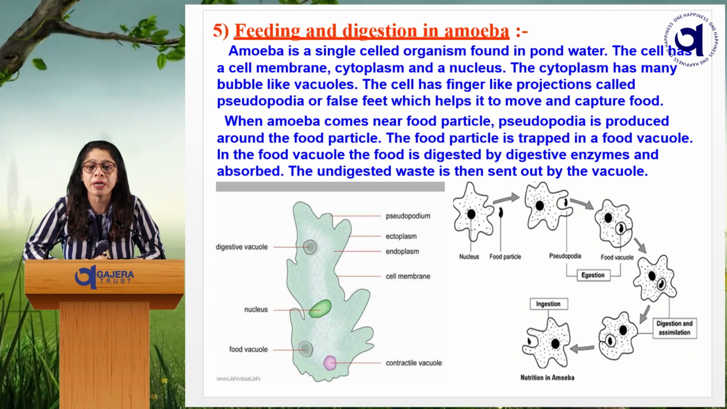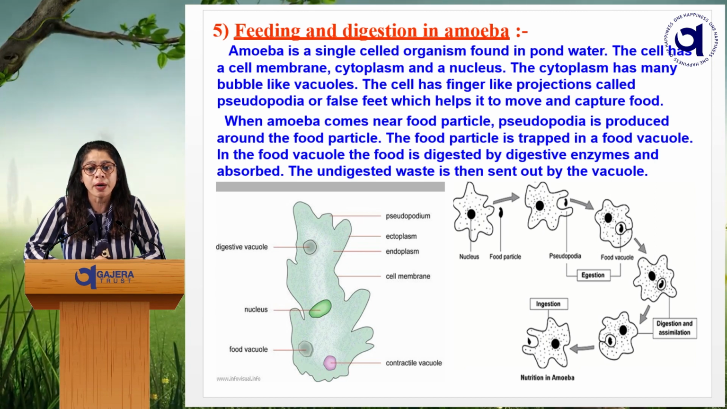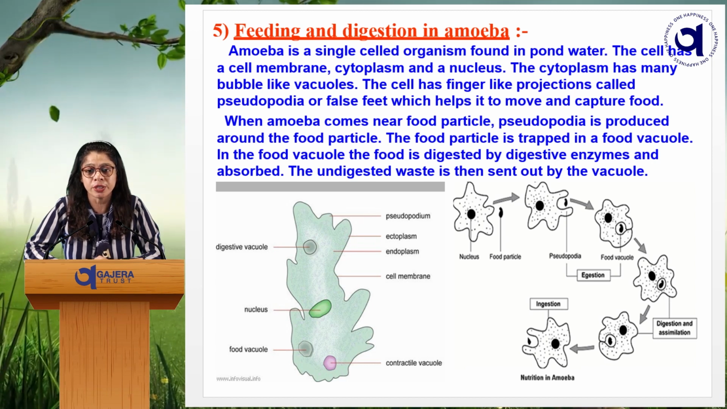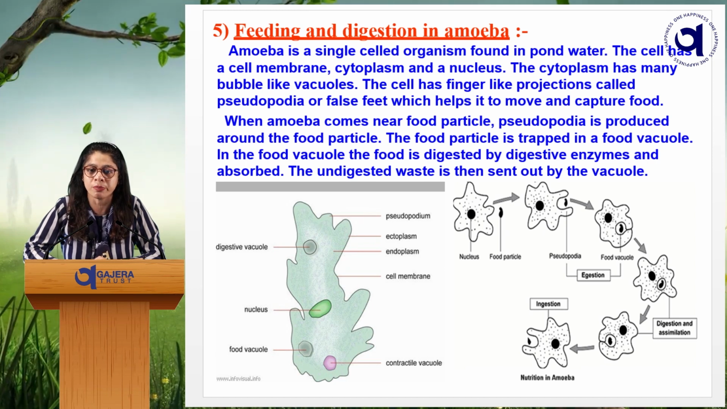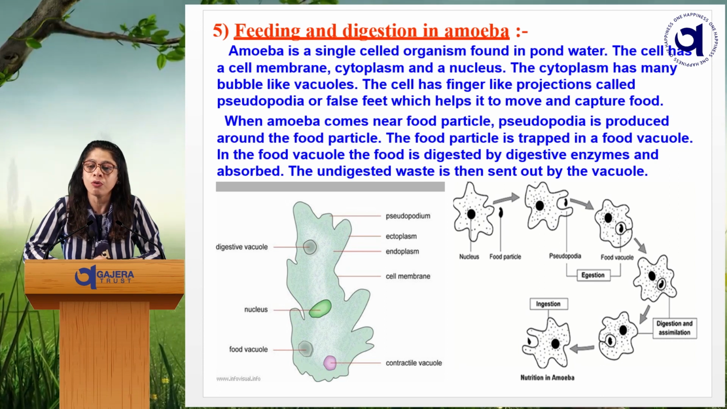When amoeba comes near food particles, pseudopodia are produced around the food particle. The food particle is trapped in a food vacuole. In the food vacuole, the food is digested by digestive enzymes and absorbed. The undigested waste is then expelled by the vacuole.